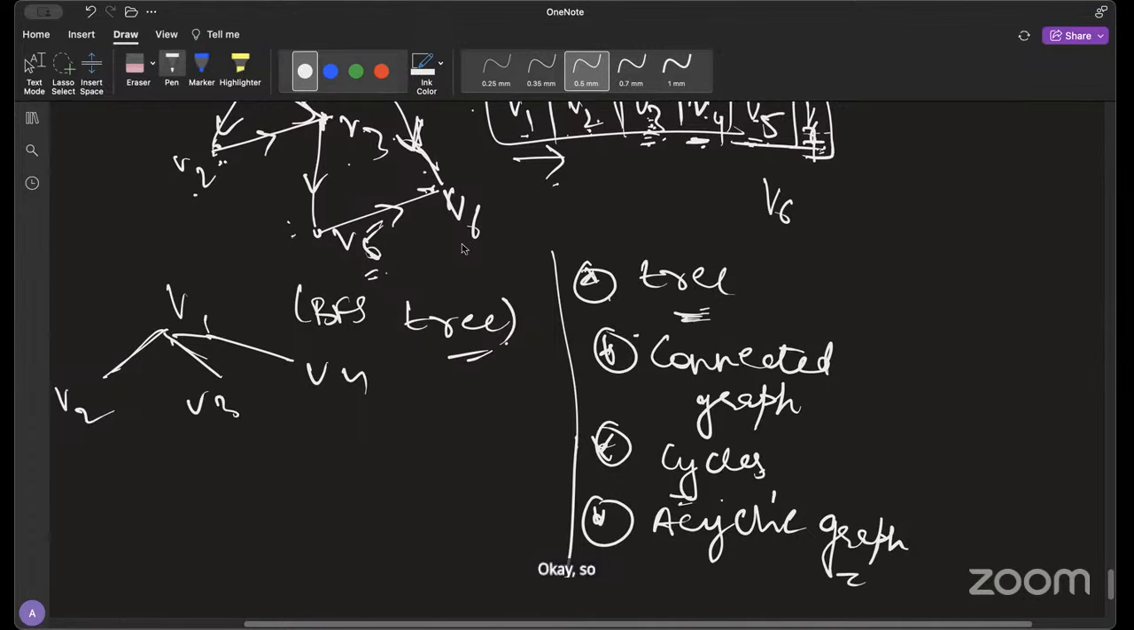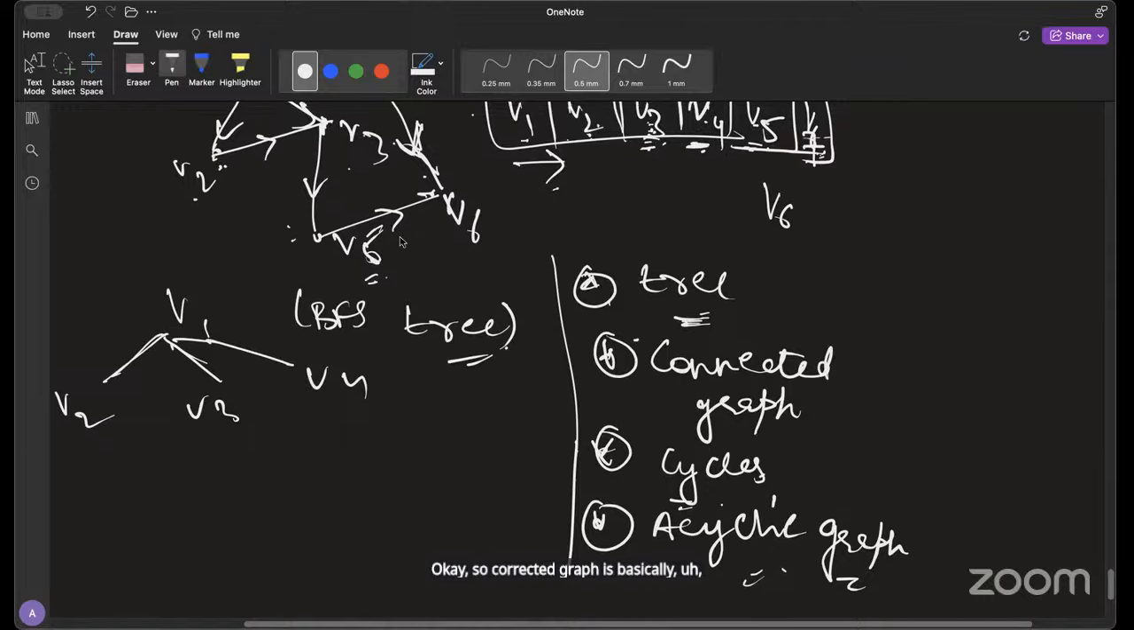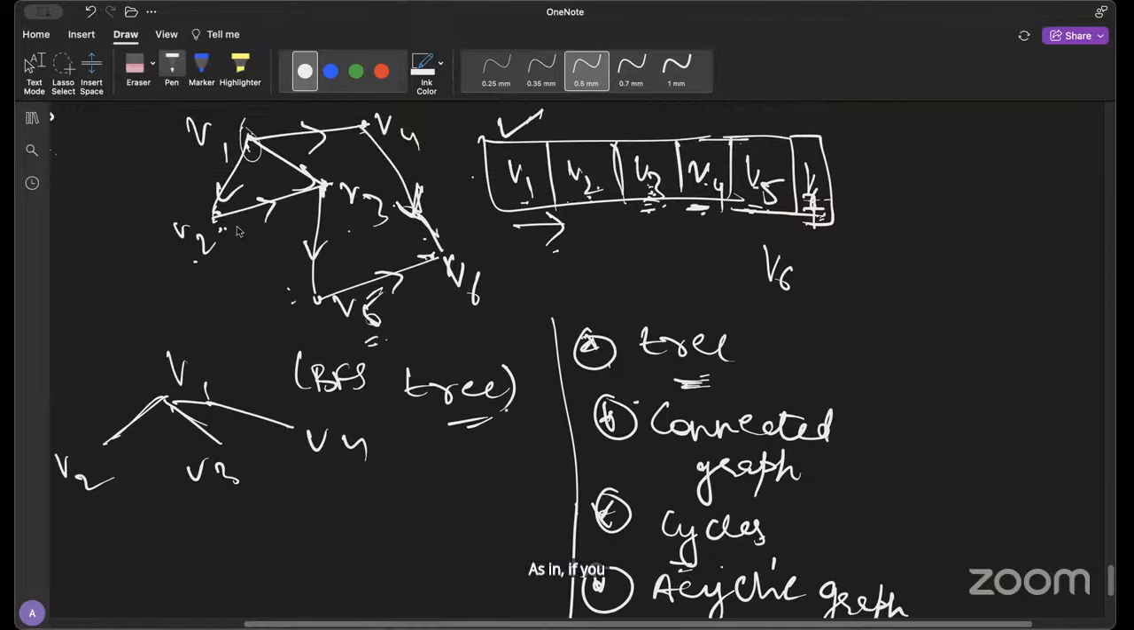Okay, so does everyone know what a tree is, what all these terms are? Otherwise, we'll discuss the terms. Ma'am, tree and connected graph. Okay, so a connected graph is basically, if from one vertex you can reach every other vertex, then it's a connected graph. So if from a given vertex you can reach every other vertex, it's called a connected graph.